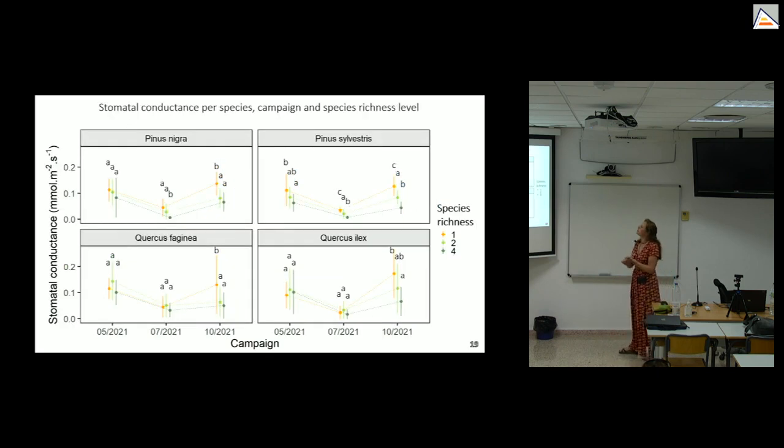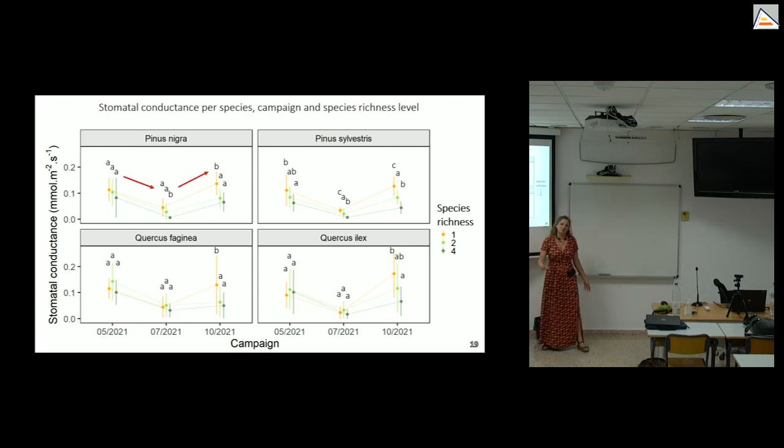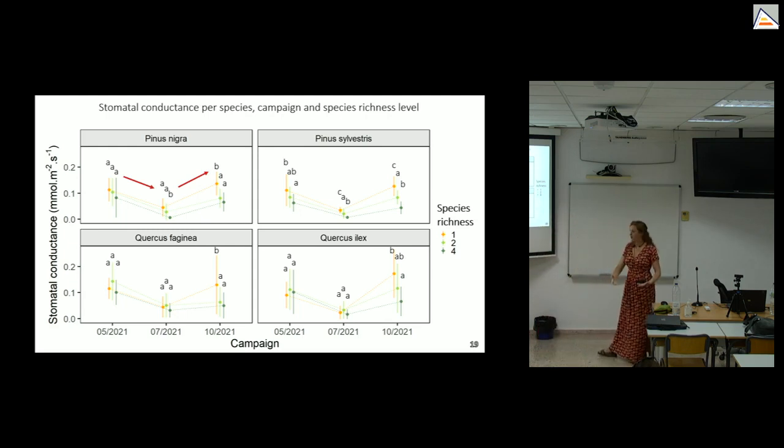So now I will show you some of my results of last year. Here is a result that shows the seasonal plasticity of the stomatal conductance per species and campaign: beginning, middle, and end of the growing season, and by species richness, where the color denotes the species richness. What we can see first is that for every species there is a nice seasonal plasticity, with a decrease of the stomatal conductance in the middle of summer and an increase in fall, when the first rain replenishes the soil and the soil moisture increases again. So the plant recovers from the summer drought in fall.